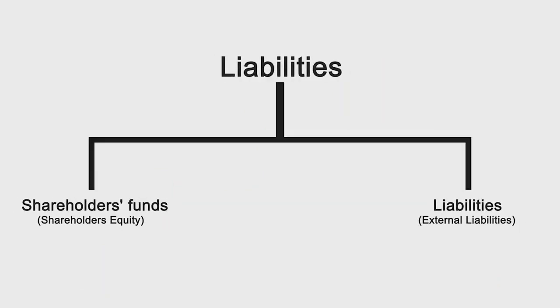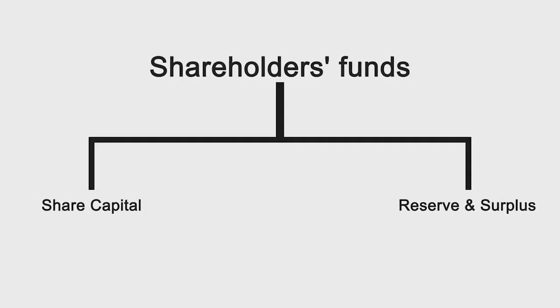There are basically two types of liabilities: shareholders fund, which is also called shareholders equity, and liabilities, which can also be referred to as external liabilities. There are two components in the shareholders fund: share capital and reserves and surplus.